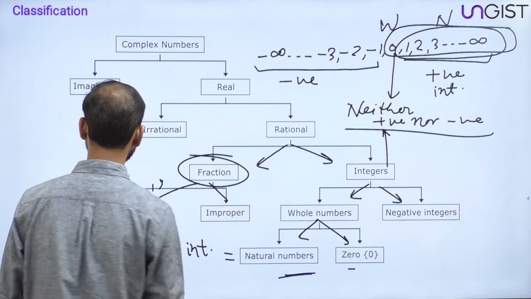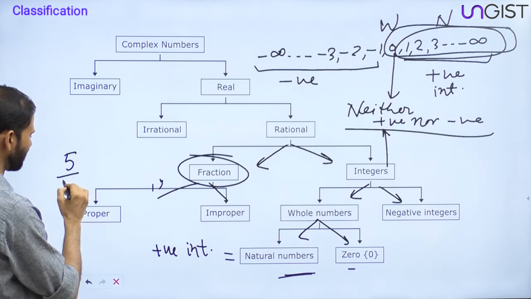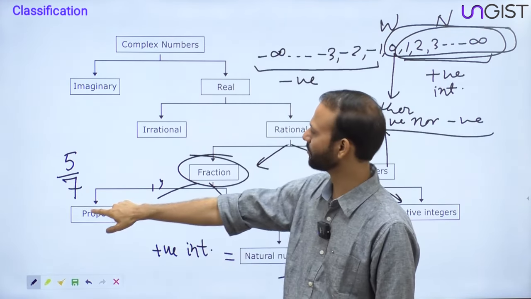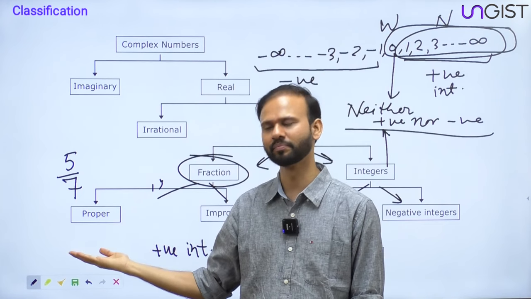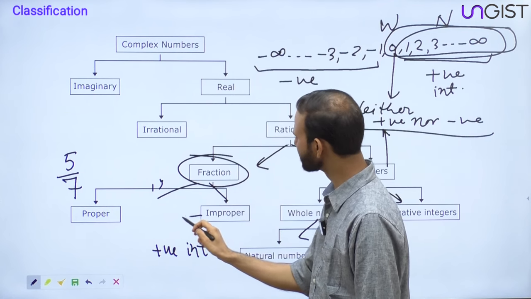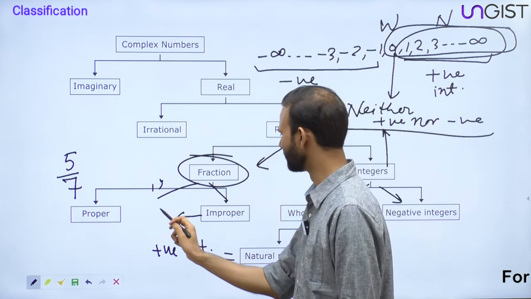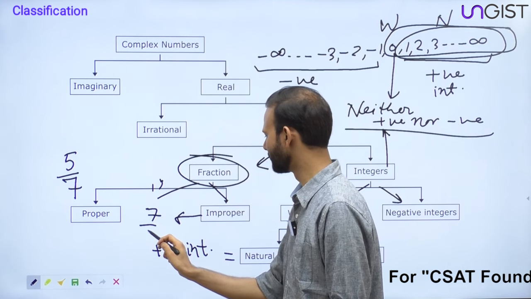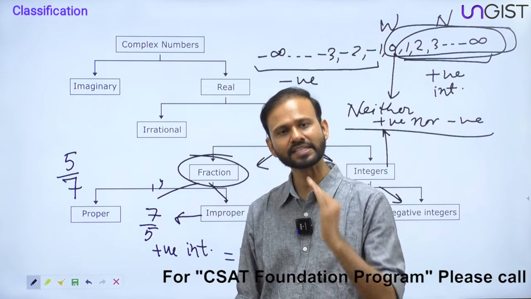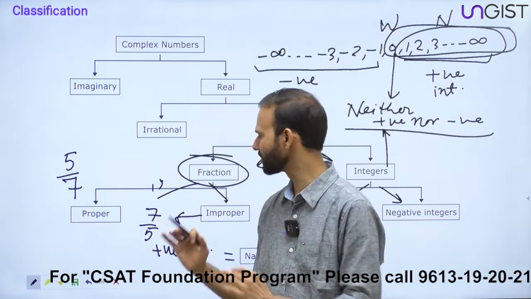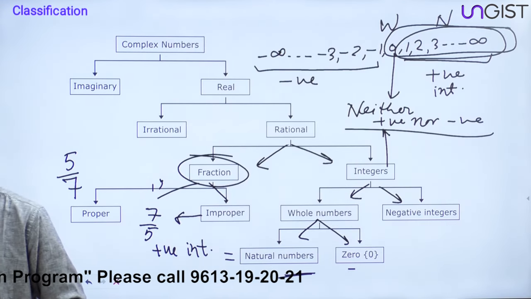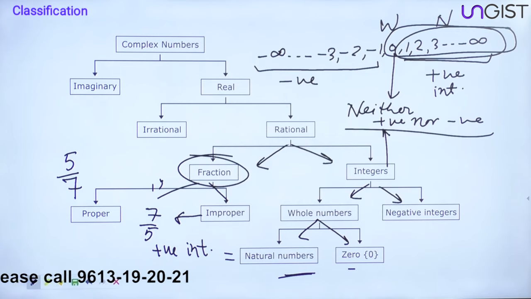Proper fraction is where numerator is less than the denominator, like 5 by 7. And when denominator is lesser than the numerator, let's say 7 by 5, this is improper fraction. A fraction which is less than 1 is known as proper fraction. A fraction which is more than 1 is known as improper fraction. Correct, everyone?